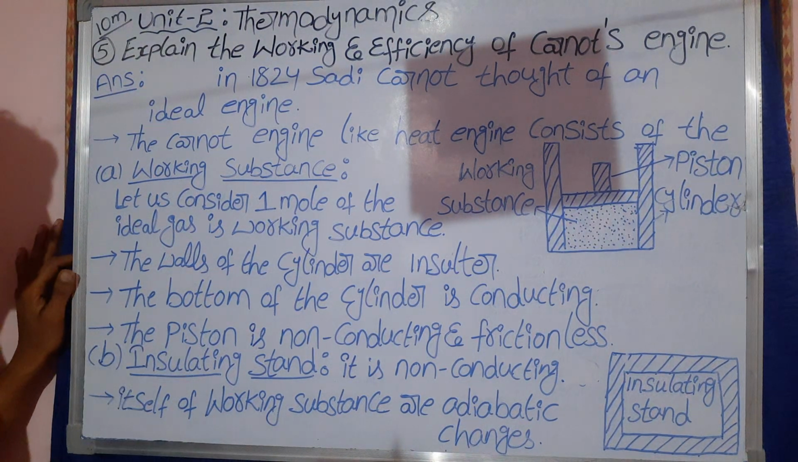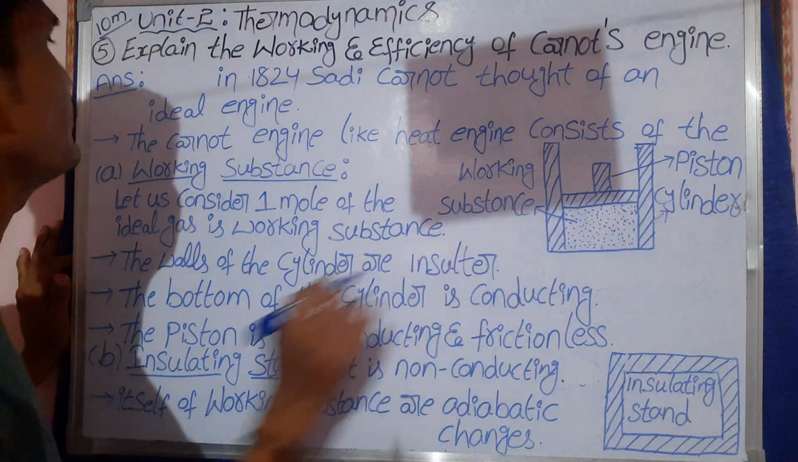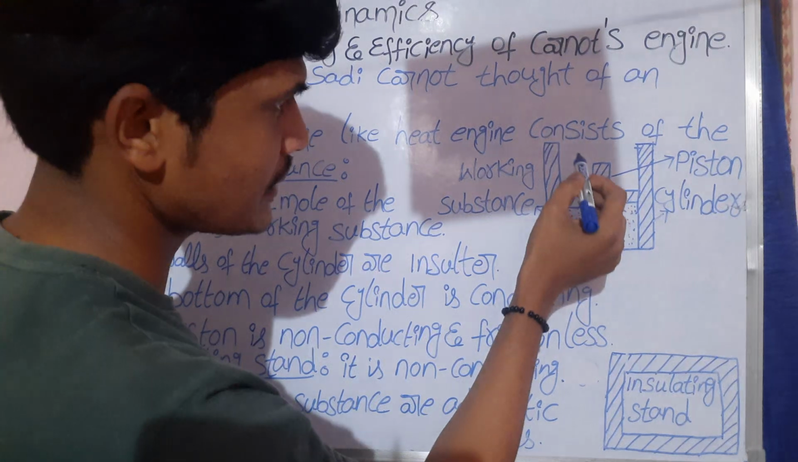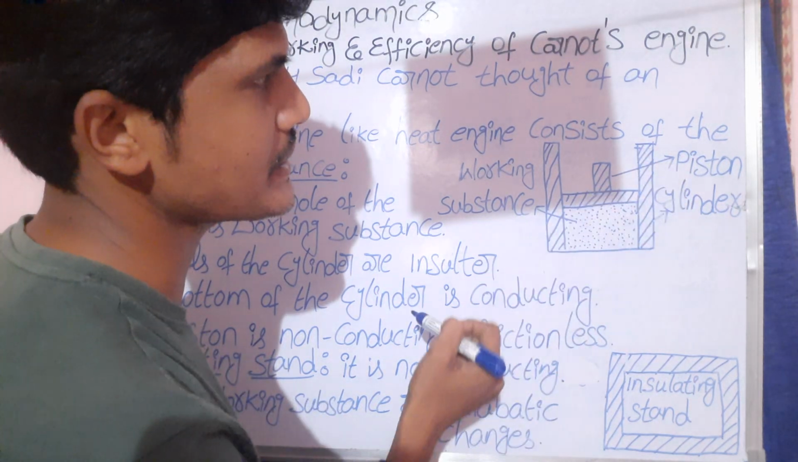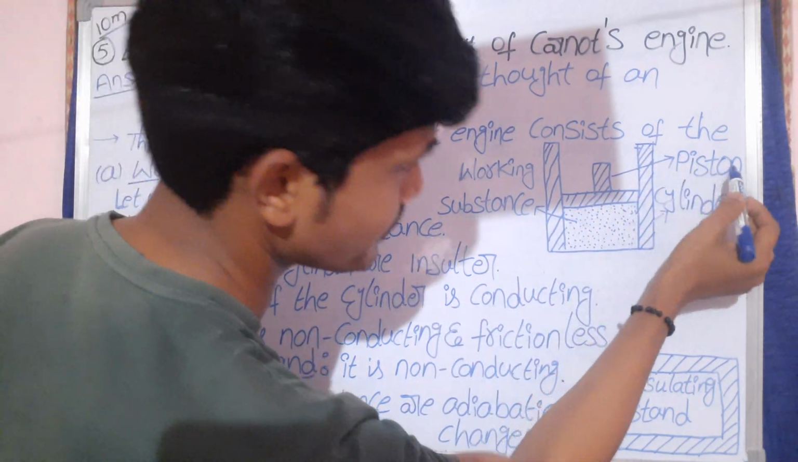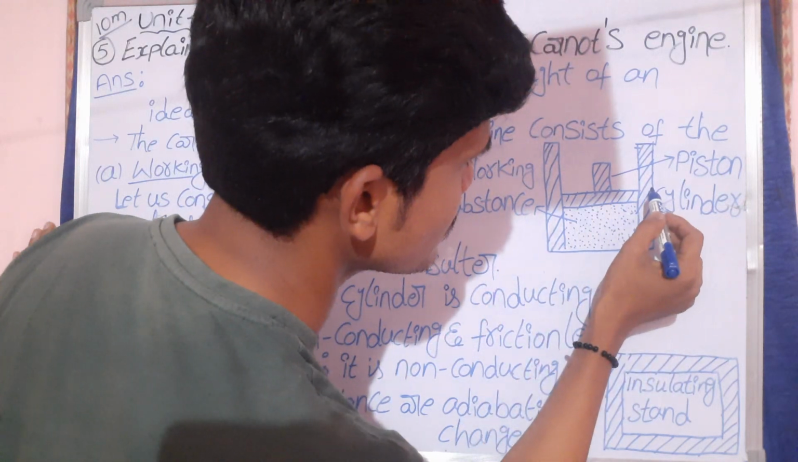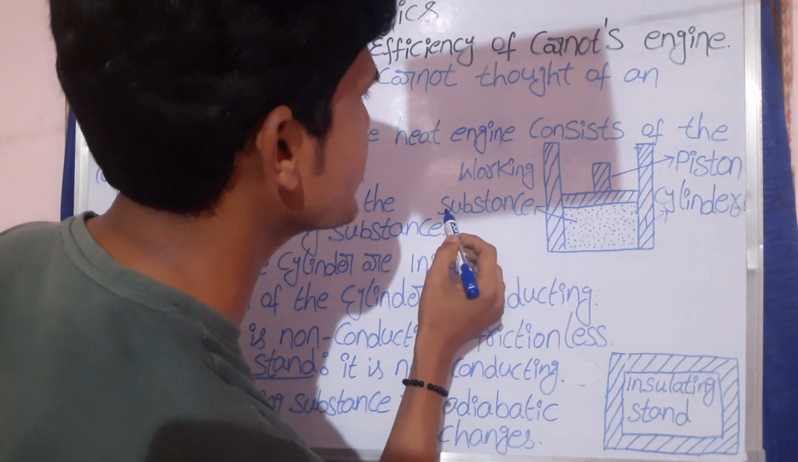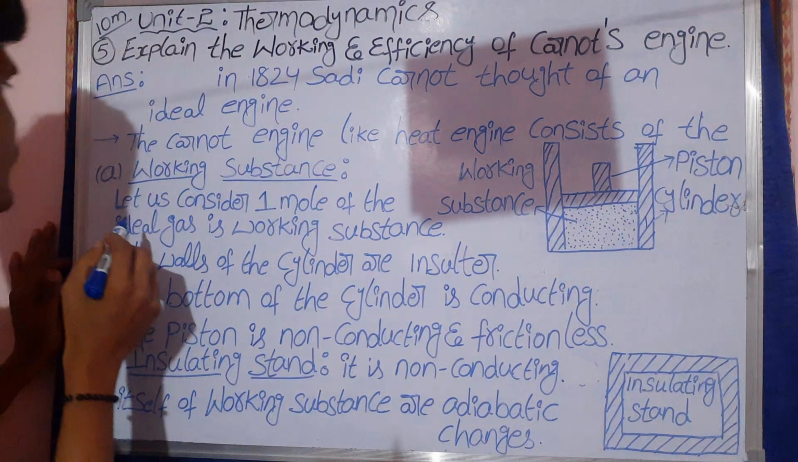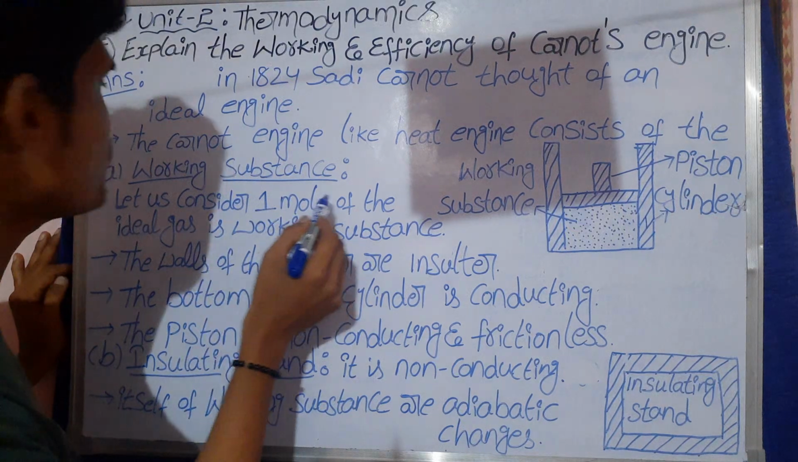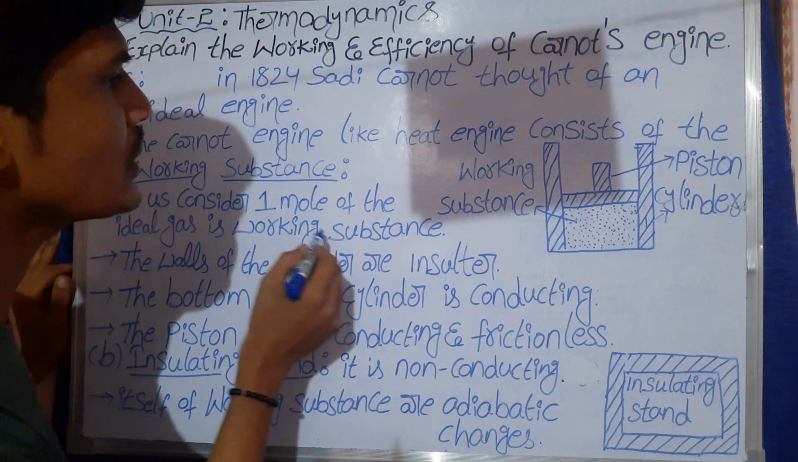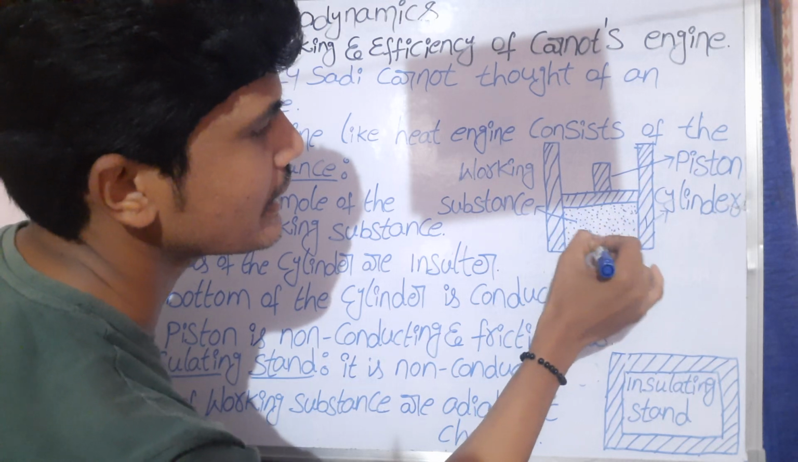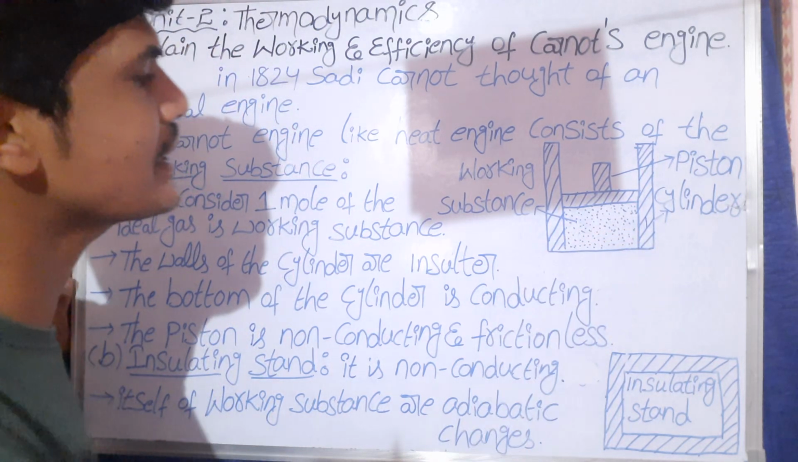It consists of four parts. For the first one, the working substance: this is the cylindrical piston. Next, the working substance. Let us consider 1 mole of ideal gas as the working substance.